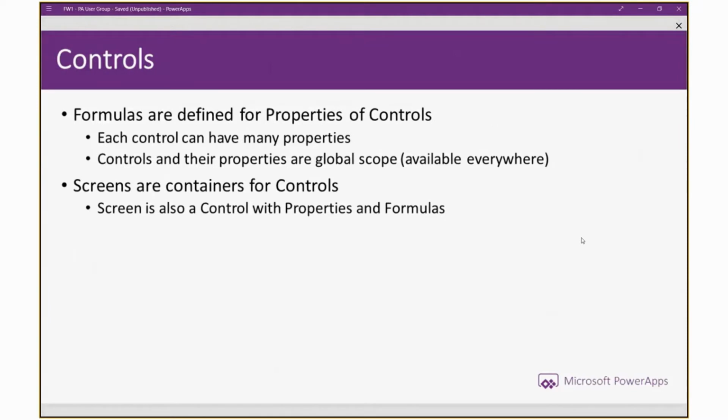Let's see. Controls. Formulas are defined for the properties of the controls. Each control has a whole set of properties. Controls and their properties are at the global scope. They can be referenced from anywhere. Screens themselves are containers for controls, and the screen itself is a control with its own properties and formulas. But the formulas I've been talking about, they are all associated with a control one way or another.